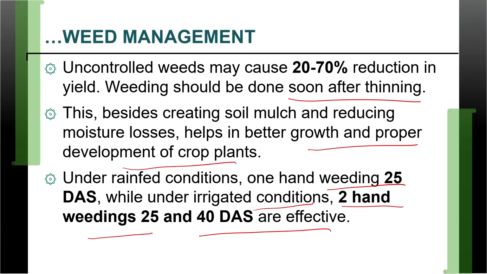So under rain-fed condition, as I repeated, one hand weeding at 25 days after sowing is good, while under irrigated conditions, two hand weedings, because under irrigated condition, one can expect more weed numbers, more weed growth. So therefore, two hand weedings under irrigated conditions at 25 and 40 days after sowing are recommended.